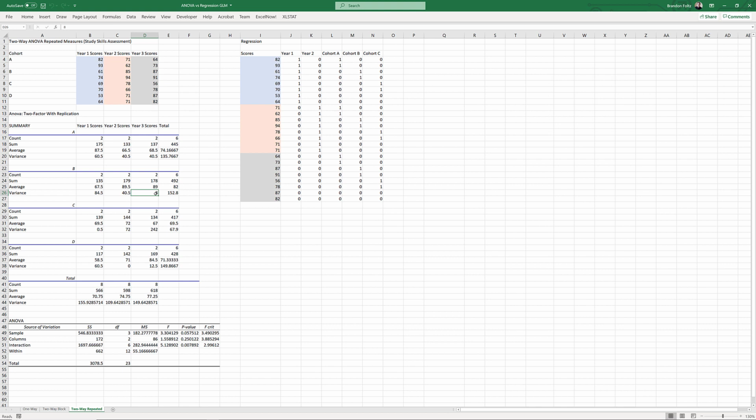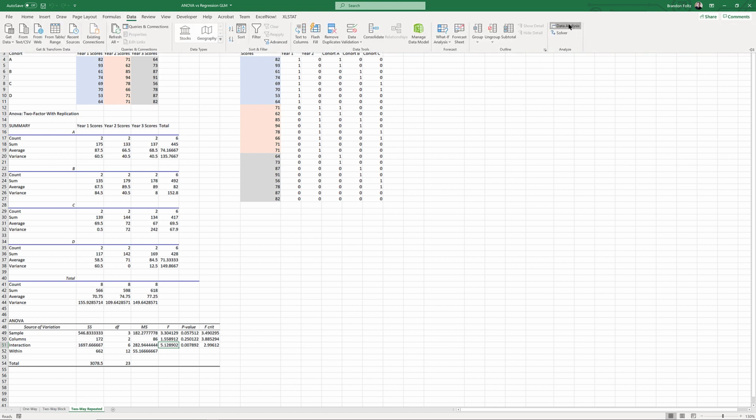So now we have a whole lot of information. I'm not going to go through this whole thing, but the thing we're interested in right now is the ANOVA table down here below. You can see that we have 3 F statistics now. We have our cohorts, we have our columns, we have the interaction between the 2, and of course we have our error and stuff below that. So let's take this ANOVA table and compare it to what we get with regression.